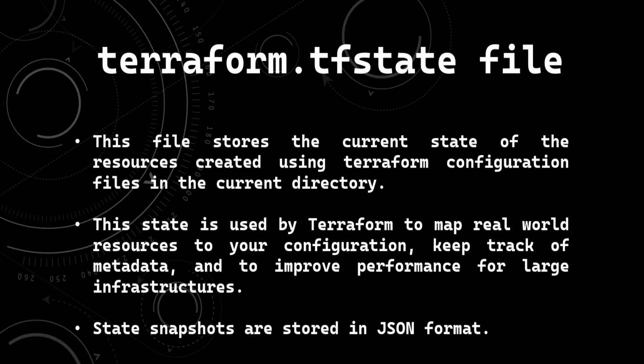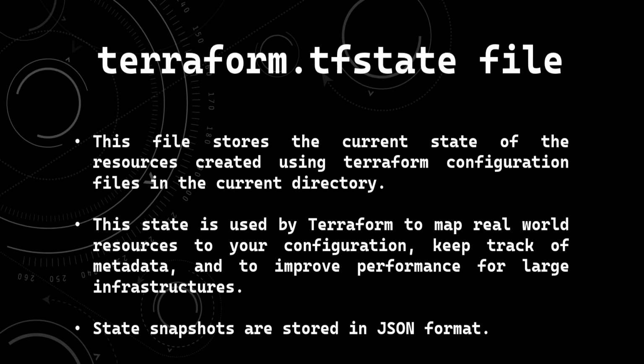So what is the terraform.tfstate file? This file stores the current state of the resources created using Terraform configuration files in the current directory. This state is used by Terraform to map real-world resources to your configurations, keep track of your metadata, and to improve performance for large infrastructures. State snapshots are stored in JSON format. So I already have shown you the file, and in the file, the definition of the state which is getting managed by Terraform is defined in JSON format, right?